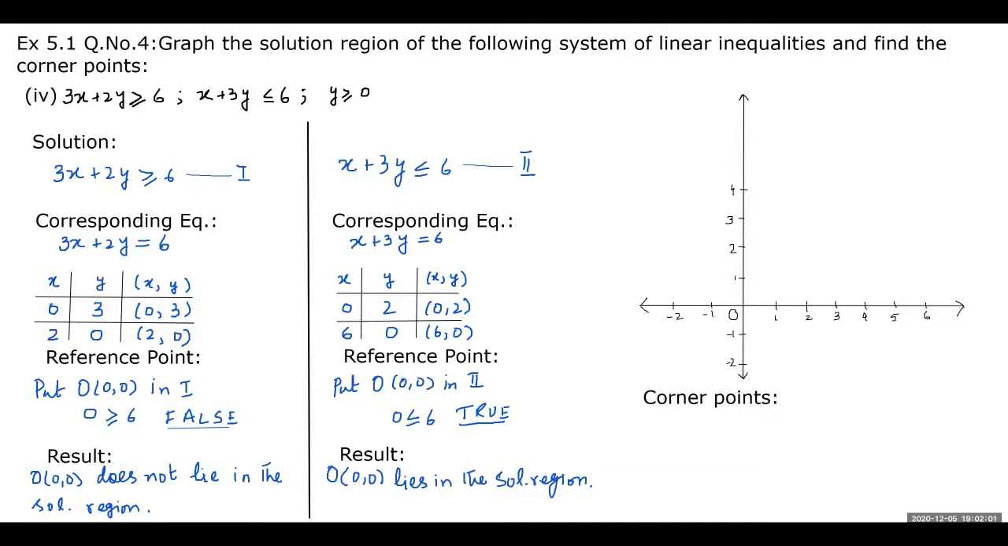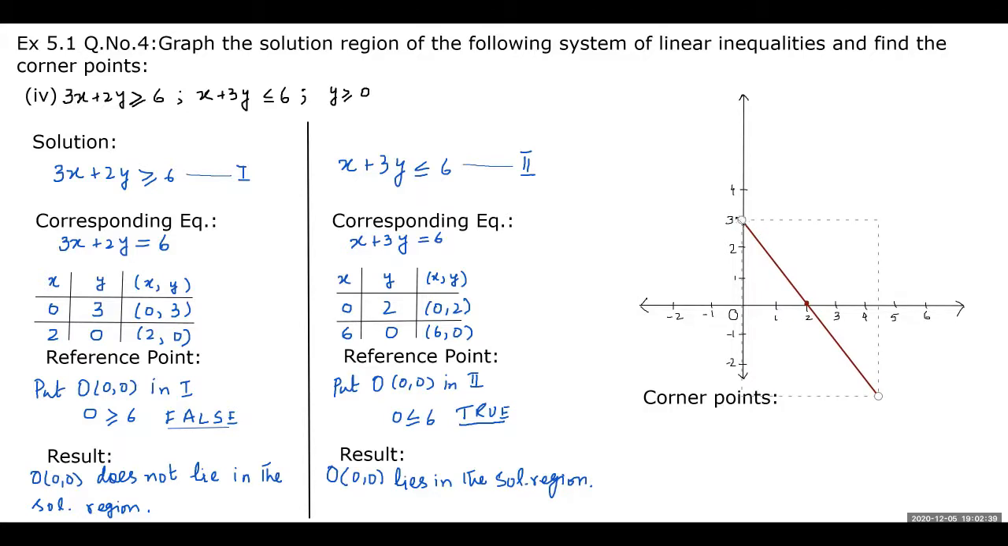Let us draw, first of all, 3x + 2y = 6. The points are (0, 3) and (2, 0). I'm going to draw it with a maroon color. x = 0, y = 3, here it is. Then x = 2, y = 0, here it is. Then join these with a straight line and you will get a line like this.